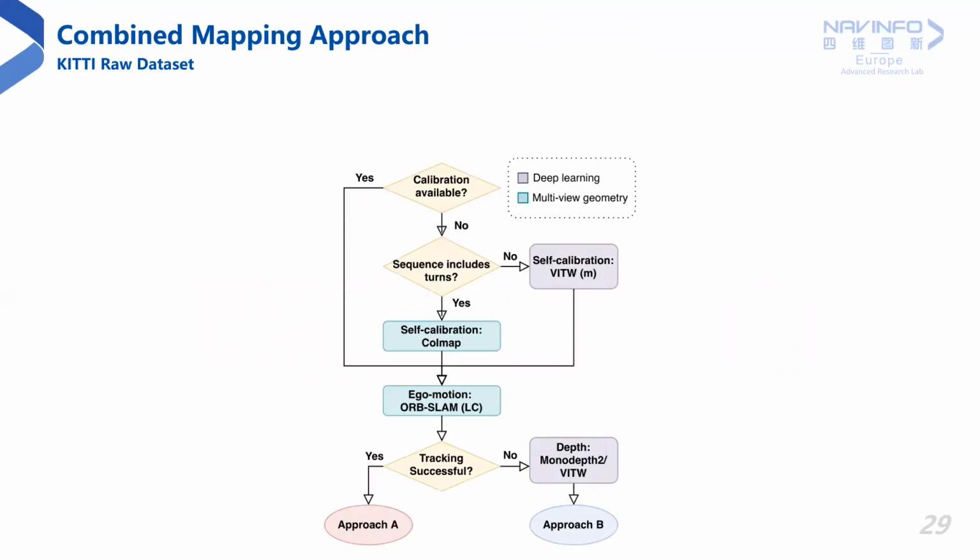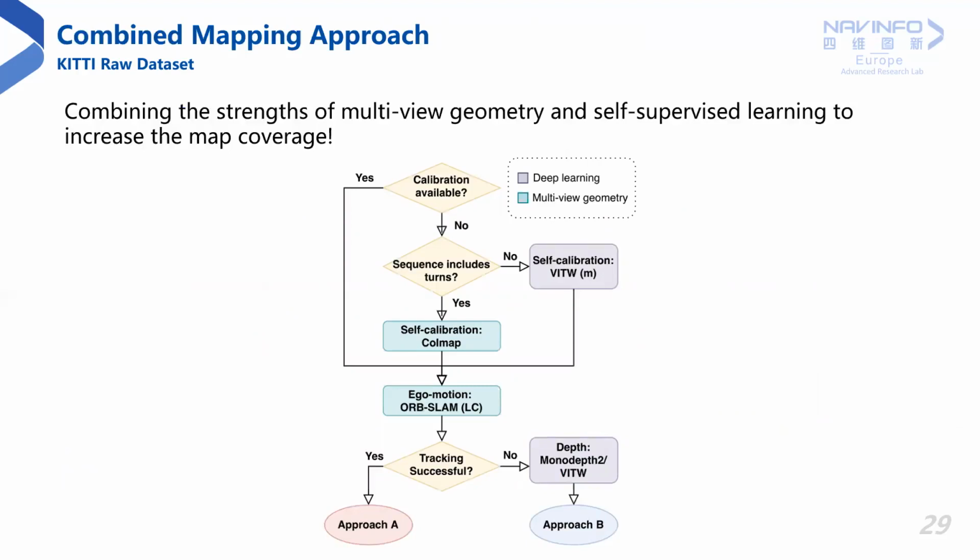Knowing this, here is our framework for combining the strengths of multi-view geometry and self-supervised learning to tackle the scenarios where the alternative fails, thereby increasing the total map coverage. If the calibration is known beforehand, we proceed to compute the traffic sign positions. Else, we identify whether the sequence contains any turns. If no turns are present, deep learning-based self-calibration is used. Else, multi-view geometry-based approaches are applied instead.